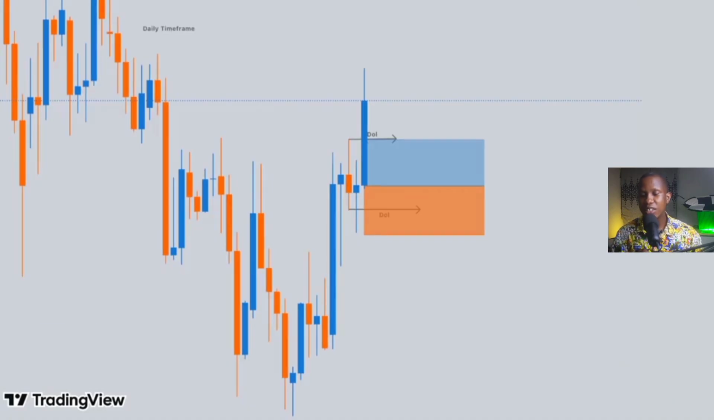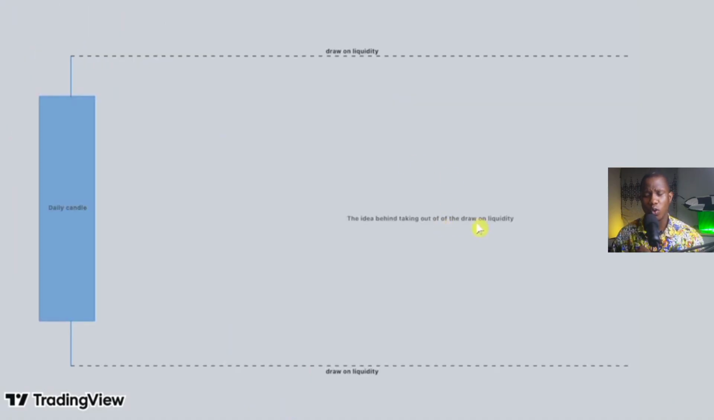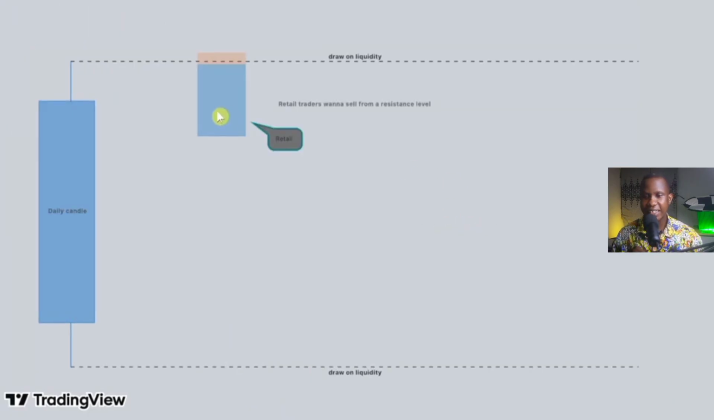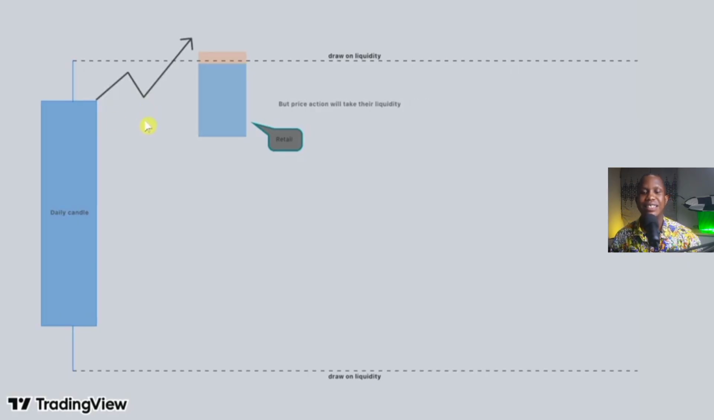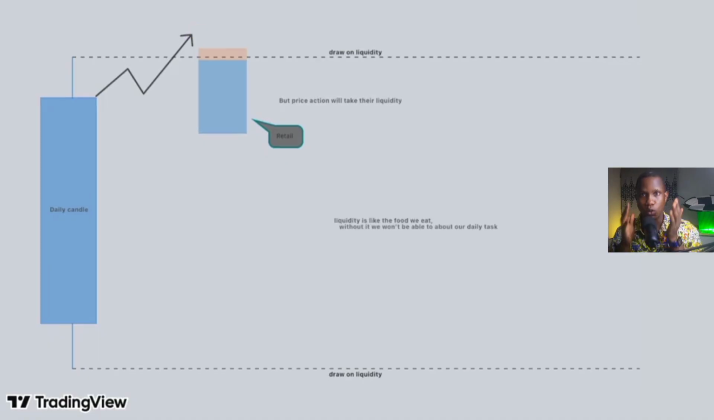So guys, the idea of taking out this draw on liquidity is what retailers will always want to sell from, what is the supply zone in the market. Each draw on liquidity are supply or demand zones in the market. Price action will immediately take out their liquidity. Just so you know, liquidity is just like the food we eat. Without it, we won't be able to go about our daily tasks.